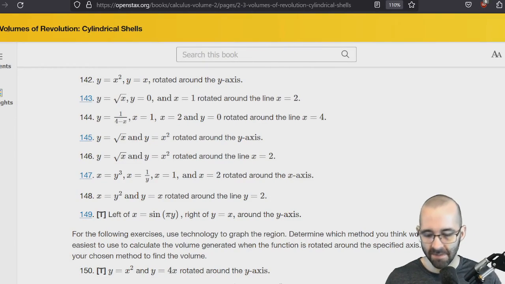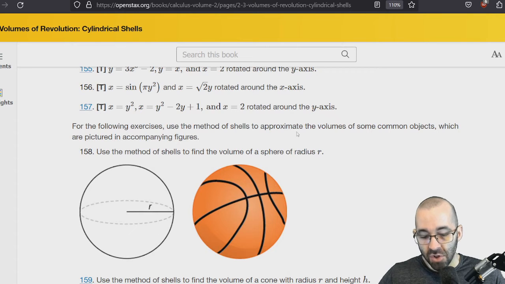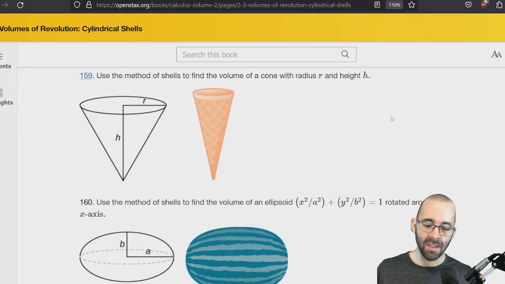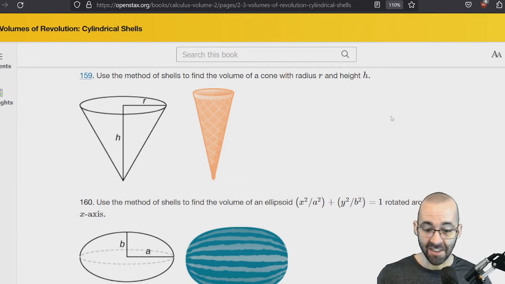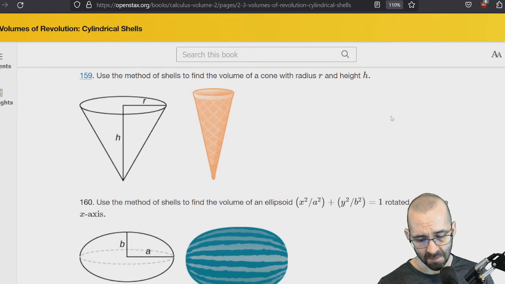159. All right, use the method of shells to approximate the volumes of some common objects. So very similar to what we did at the start of 2.2, but can we do this with shells? I haven't done this in a really long time, so we're going to see how this one goes. Again, part of the goal is to show you my problem solving process.